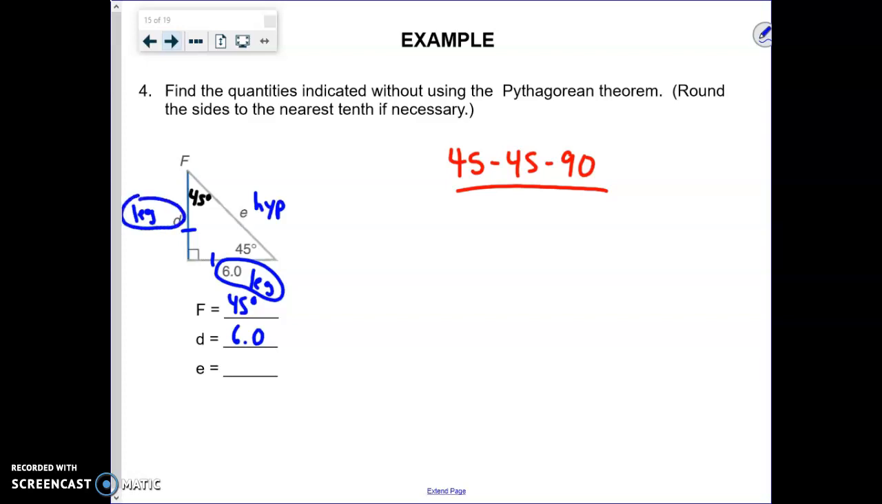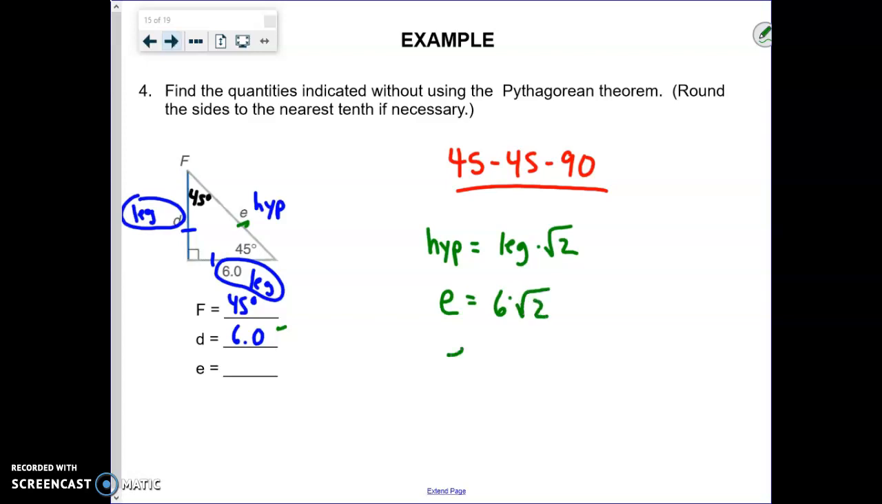Now, to find the hypotenuse, you got to know the relationship. So the relationship between the hypotenuse and a leg in a 45, 45, 90 triangle is the hypotenuse is equal to a leg, the length of either leg, because they're the same, times the square root of 2. Well, again, fill in what you're looking for. The hypotenuse is E. That's equal to the length of a leg, which we found out to be 6. And we're going to take that times the square root of 2.